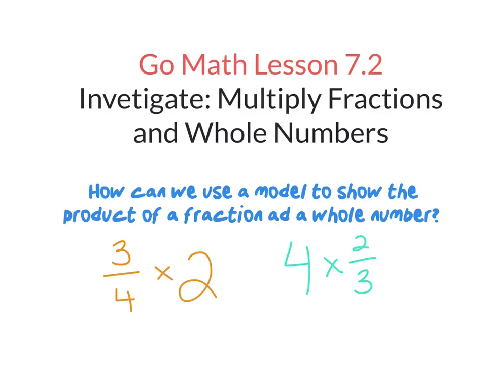The same applies when you're multiplying fractions. 3/4 times 2 means you're finding 3/4 of 2. 4 times 2/3 means you're finding 4 groups of 2/3. So think, this multiplication sign means "of" or "groups of."